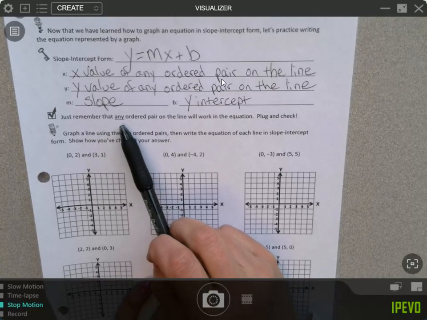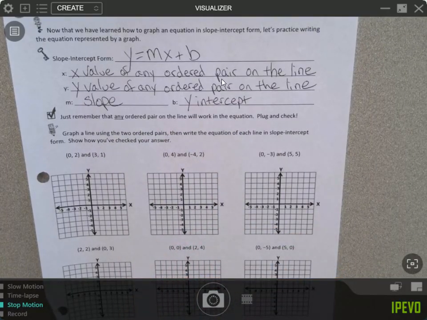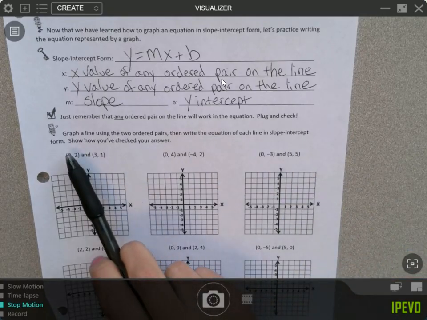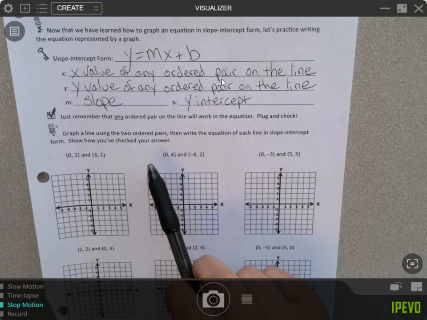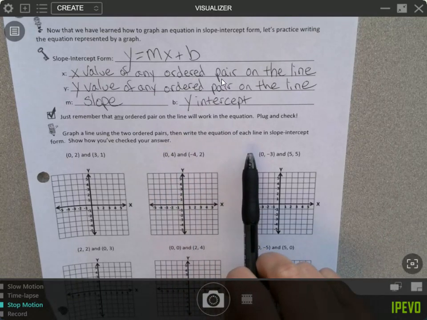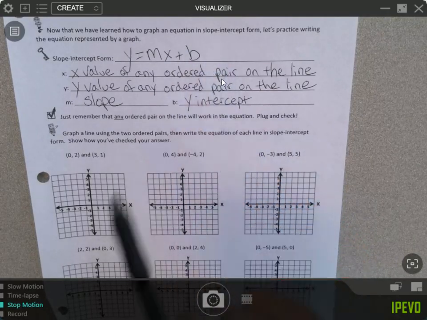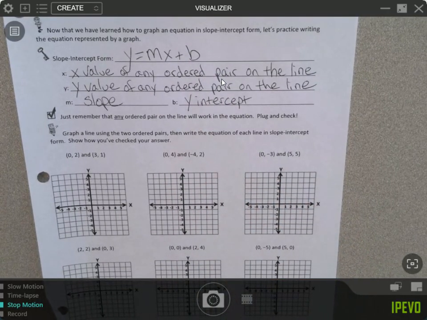So just remember that any ordered pair on the line will work in the equation. Plug and check. We talked a lot about that, how we plug and check. We worked with yesterday's objective using that slope, plugging in that point that we found to check to see if we used that slope correctly to find that second point. So today we're going to graph a line using the two ordered pairs. Then we're going to write the equation of each line in that slope-intercept form. Show how you've checked your answer. So we're going to show that checking of our answer.